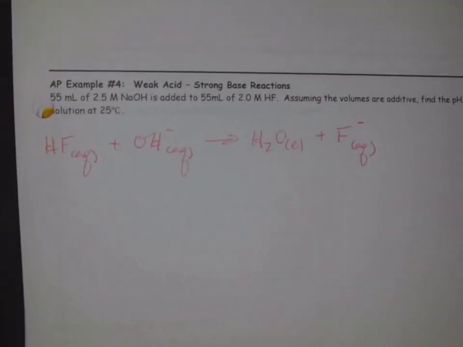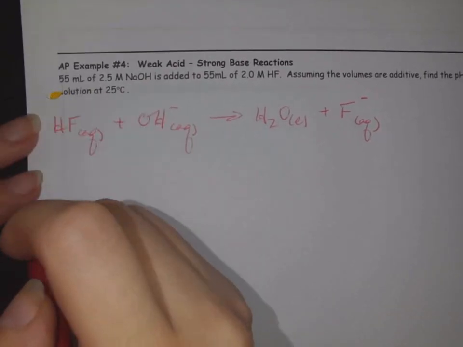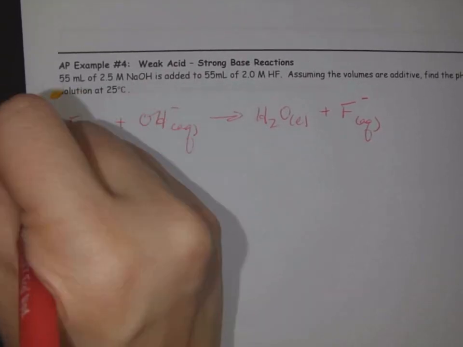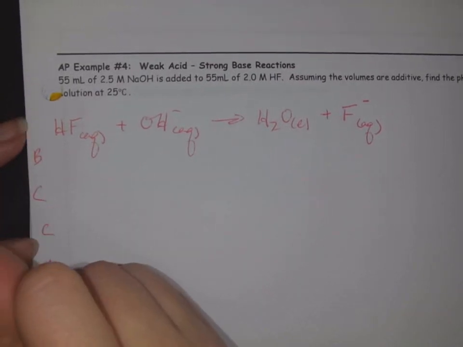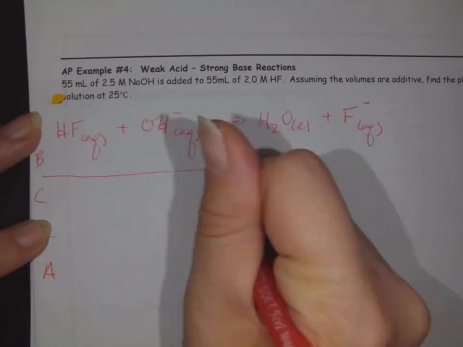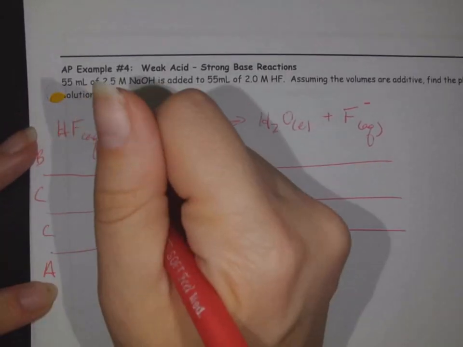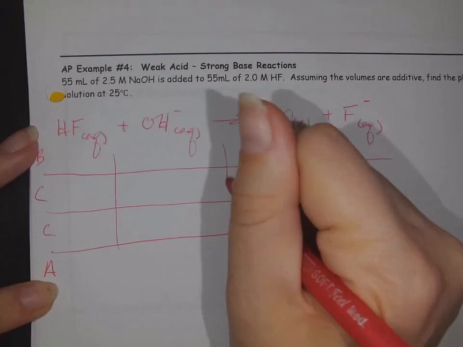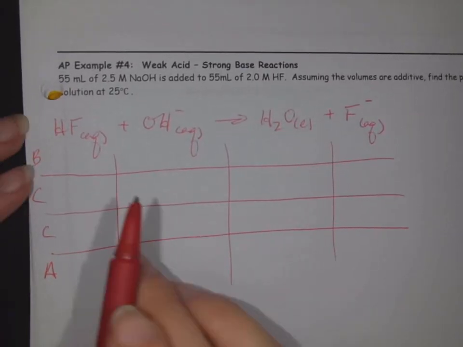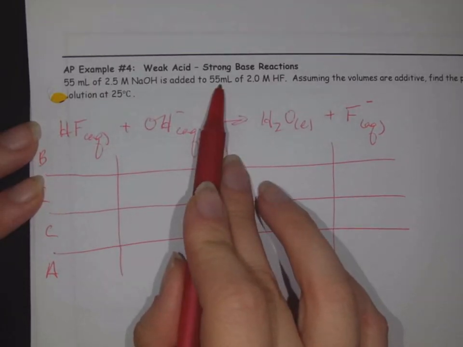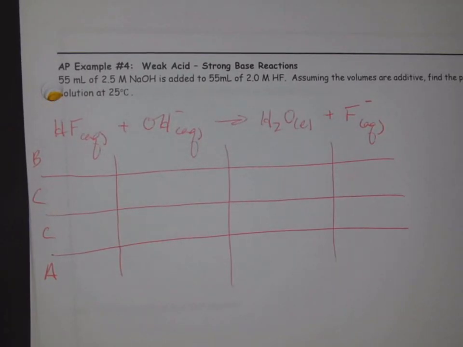Okay, so we're going to figure out which one's excess and which one's limiting. You might already be able to tell, but we still need to do the calculations because we need to know how much of this there's going to be. So we're going to do our BCCA table. Alrighty, now, the hydrofluoric acid, there's 55 milliliters of 2 molar.